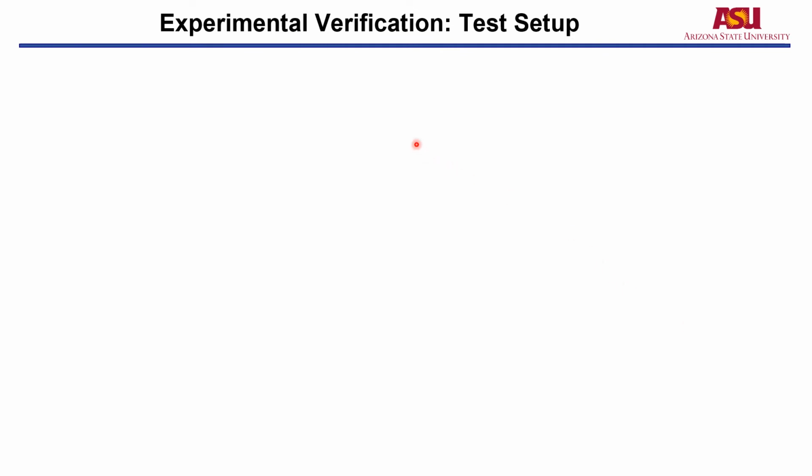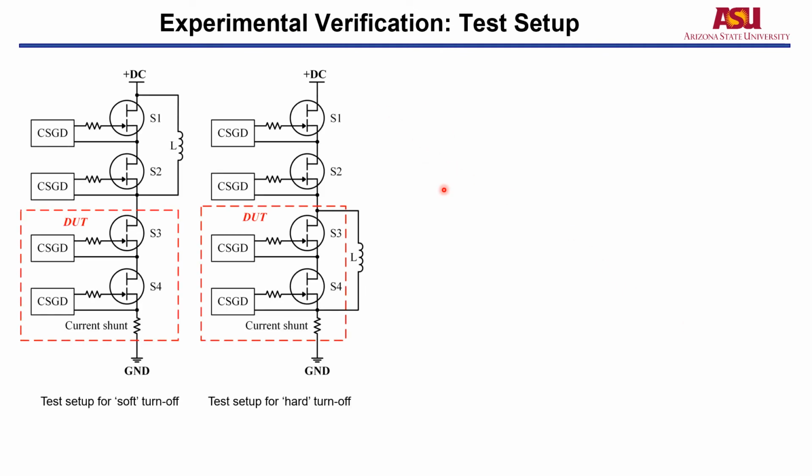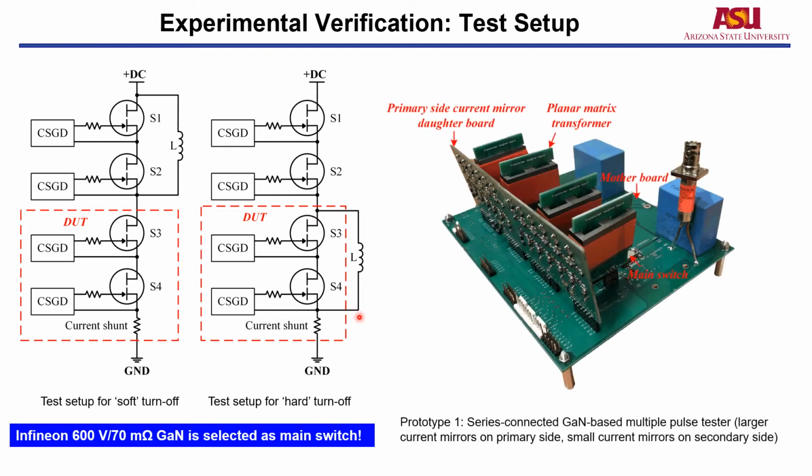Next is our experimental verification. First, let's look at the setup. For the soft turn-off, we parallel the air core inductor with the upper arm device, and the lower arm device is regarded as the device under test. And for the hard turn-off, we parallel the air core inductor with the lower arm device. Infineon 600 volt 70 milliohm GaN devices are selected as the main switch.